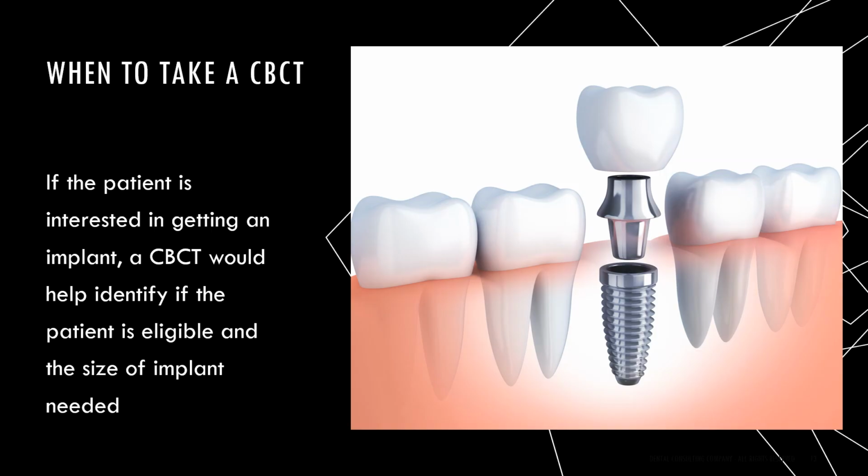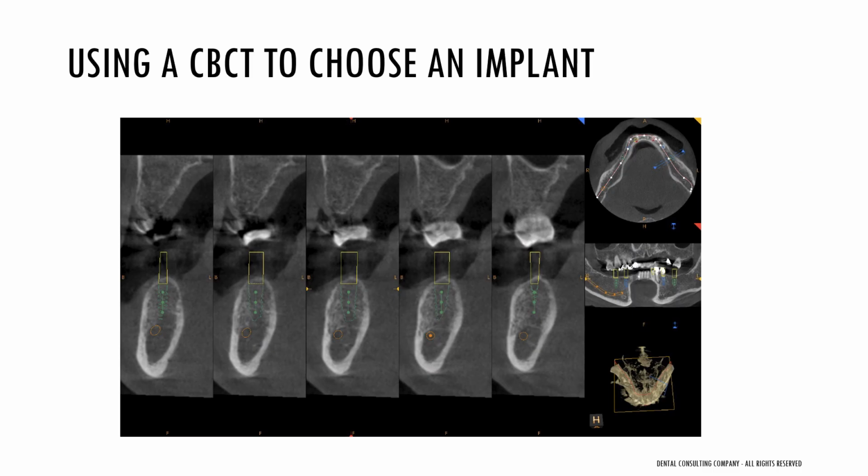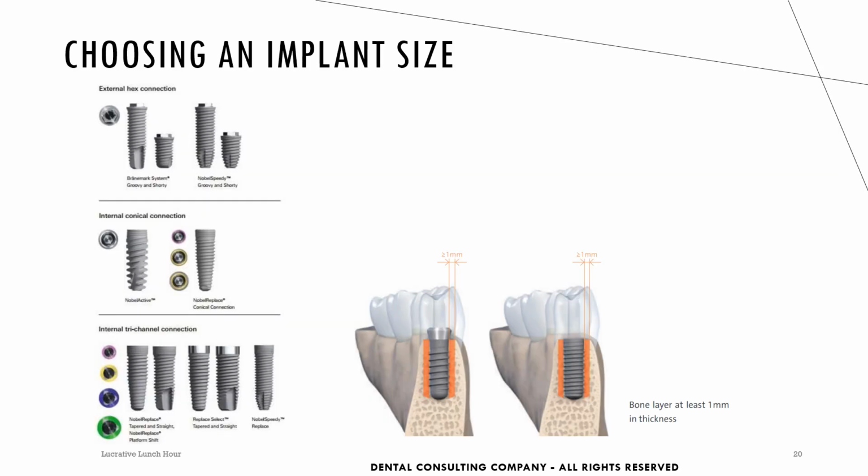If the patient you're seeing in your hygiene chair is interested in getting an implant, a CBCT would help identify if the patient is eligible and the size of implant that is needed. The dentist or specialist will determine if the patient is a candidate by looking at the coronal, axial, and sagittal views of the jaw. The CBCT can also be used to determine and understand proximity to sinuses, major nerves, and other adjacent teeth.